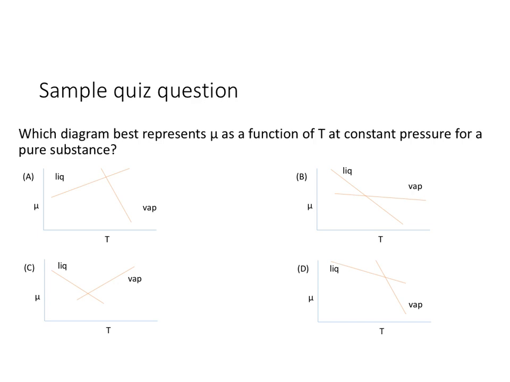So however these curves are arranged, they need to both be sloping downwards, and the vapor slope needs to be more negative than the liquid slope. So the only correct answer is this one right here.